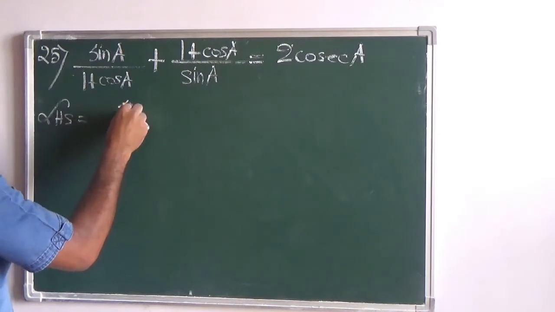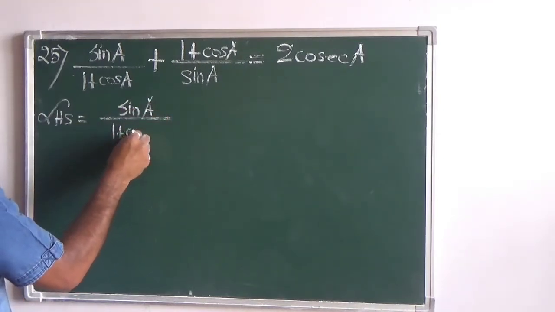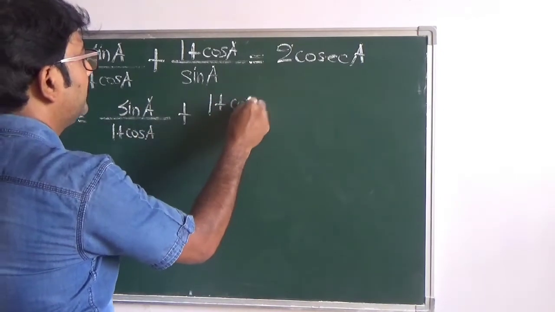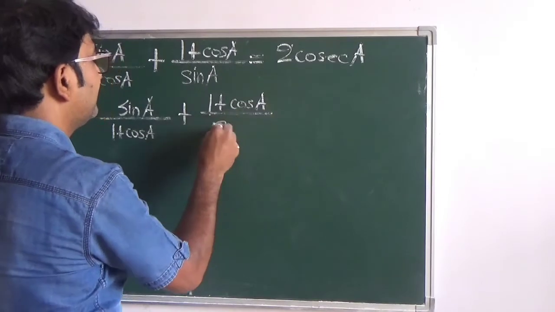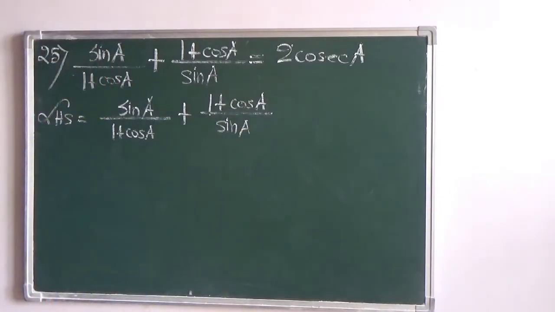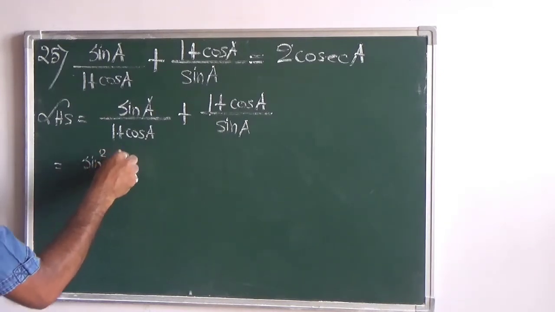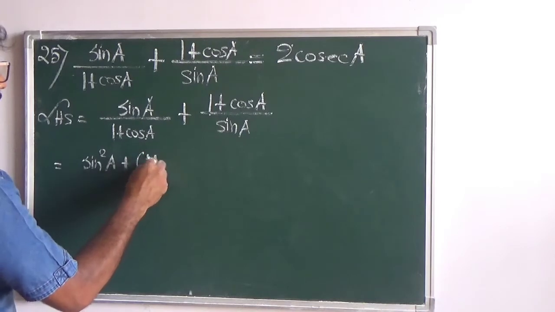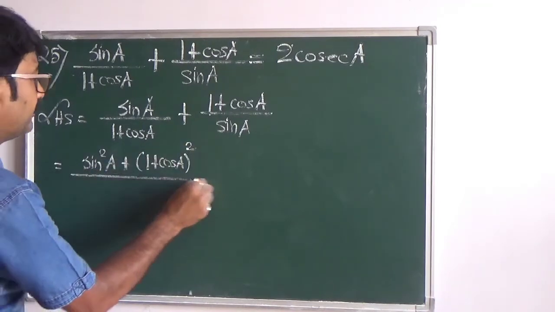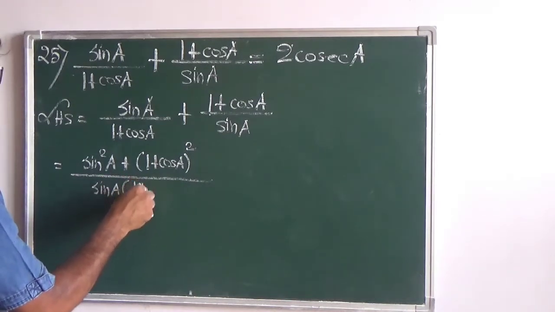We have sin A by 1 plus cos A plus 1 plus cos A by sin A. So let us take the LCM. So taking the LCM, this becomes sin square A plus 1 plus cos A whole square, and in the denominator we have sin A into 1 plus cos A.